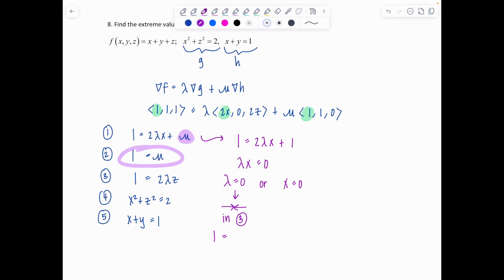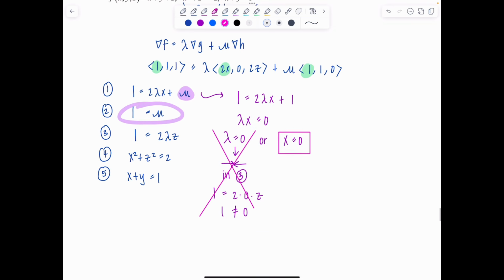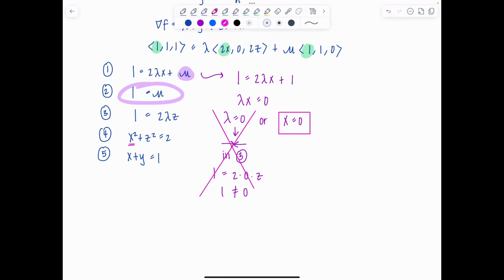It would say 1 equals 2 times 0 times z, and 1 does not equal 0. So you go, oh, this can't happen. This is garbage. Therefore, I know x has to be 0. Okay, great. If x is 0, where do I go with that negative info? To 4 and 5. That's where you go.